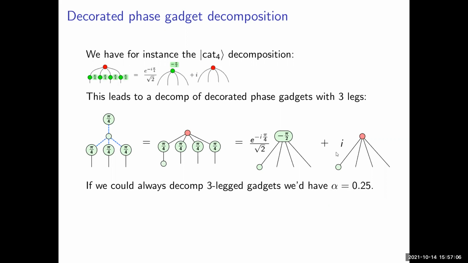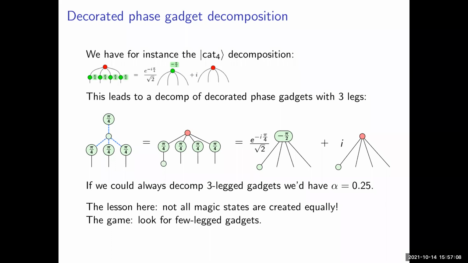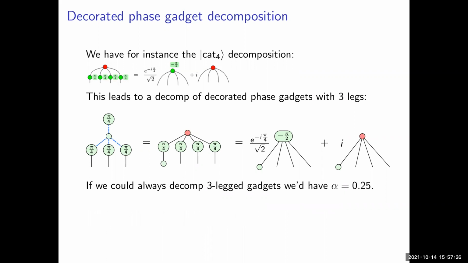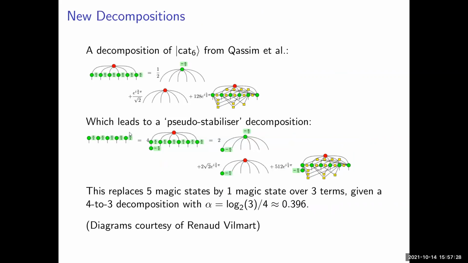even much better. So this changes sort of the name of the game, because it tells us that not all magic states are created equally. You have some configurations of magic states that can be decomposed much more efficiently. And that means the game is to look for few-legged gadgets, because it turns out that as long as you have phase gadgets that have 5 legs or fewer, you can do a more efficient decomposition than this sort of generic decomposition you can do here. Okay.